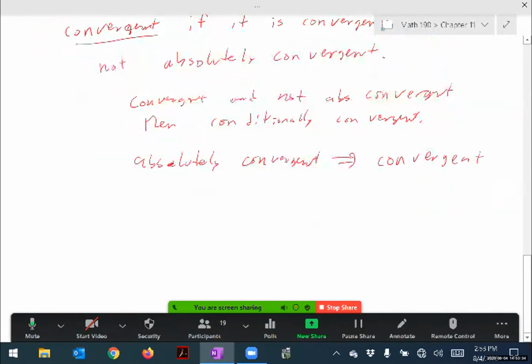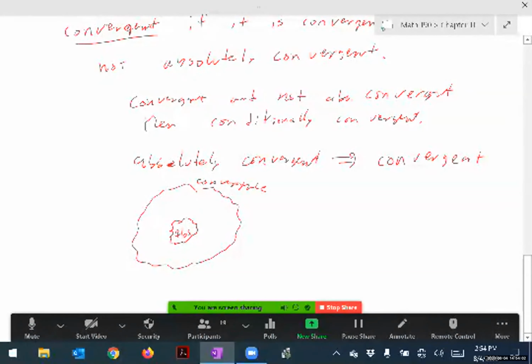Just think of it like this. Absolute convergence is in here. Absolute convergence is convergent, so the things that are absolutely convergent are also convergent. But the things... so this is all convergence. Maybe I should say the whole world here is the convergence, and the whole world over here is divergence. Things that are convergent aren't divergent and vice versa.